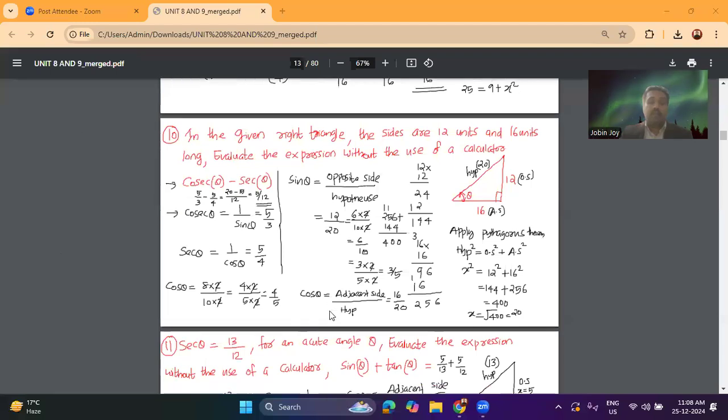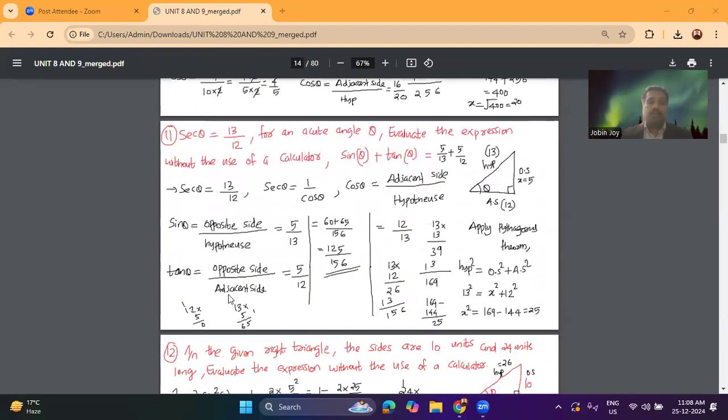Then question number 11. Sec theta is equal to 13 divided by 12 for an acute angle theta. Evaluate the expression sine theta plus tan theta. It is given that sec theta is equal to 13 by 12. We know that sec theta is the reciprocal of cos theta, 1 by cos theta.